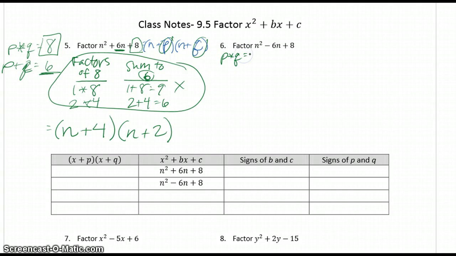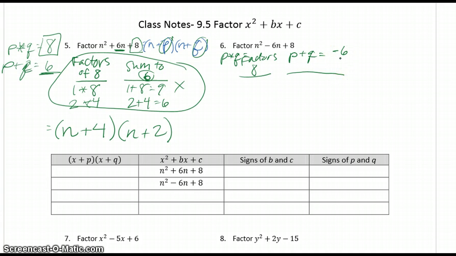p times q gives us our last term, right? What's our last term here? 8. So p times q gives us 8, so we're looking for factors of 8. And p plus q is going to give us what? A negative 6. So we're looking for two numbers that sum to a negative number.